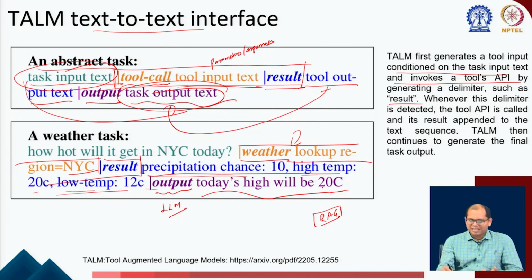So, for the end user you may even skip everything. You will only have how hot will it get in NYC today, and the output is today's high will be 20C. And everything else is happening internally by calling the API, getting the output, and then using it to generate.